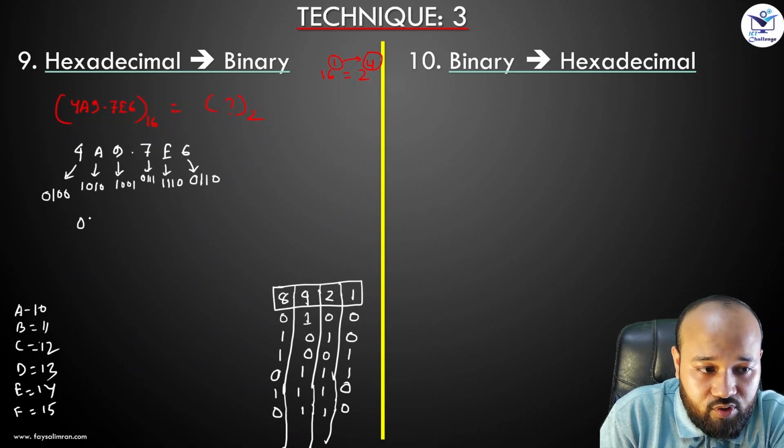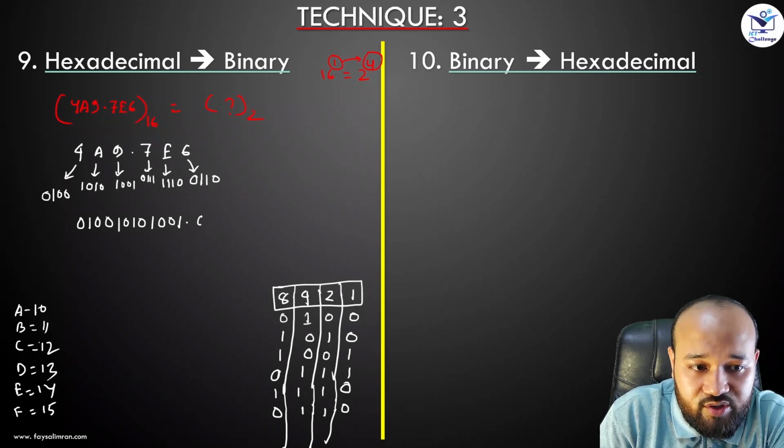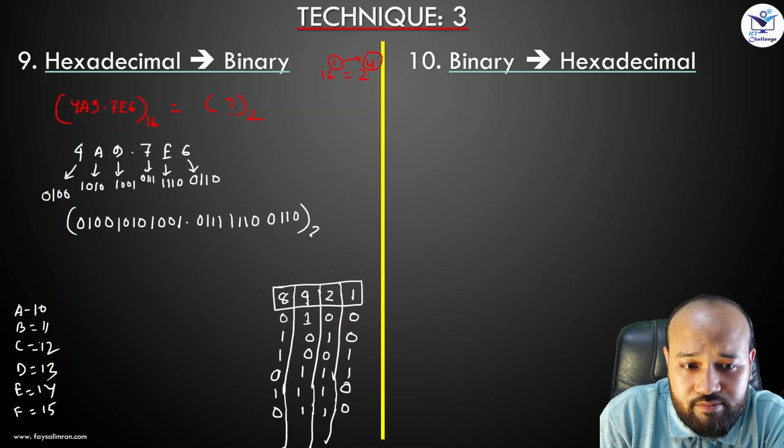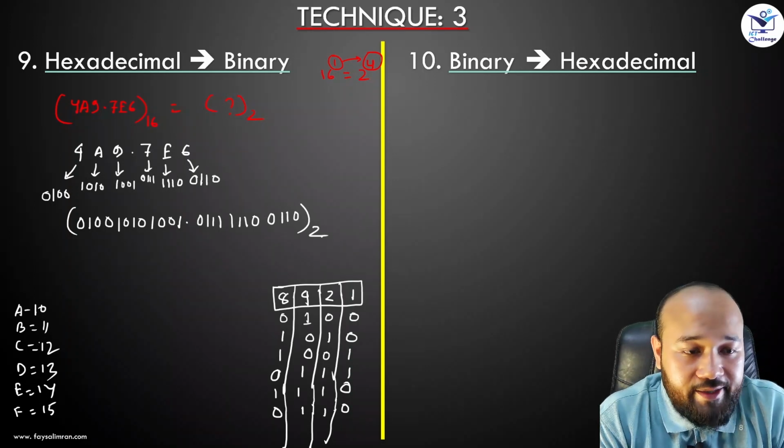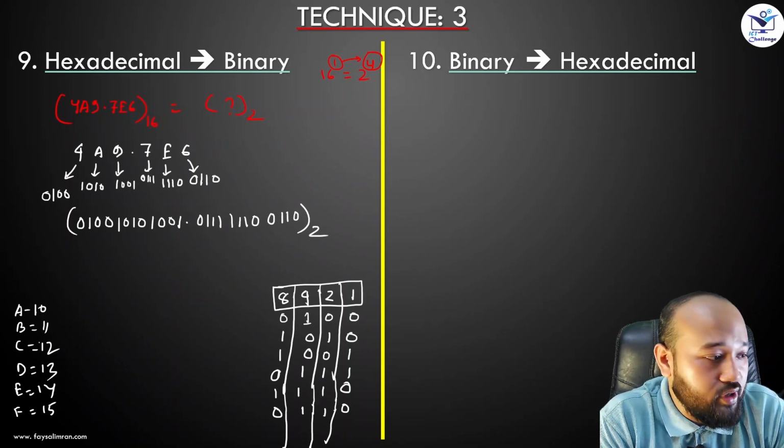So 0100 and 1010 for A, 1001 for 9. Here is the point. Then 0111 for 7, 1110 for E, and for 6 0110. This is our binary. Okay, do you understand this part?